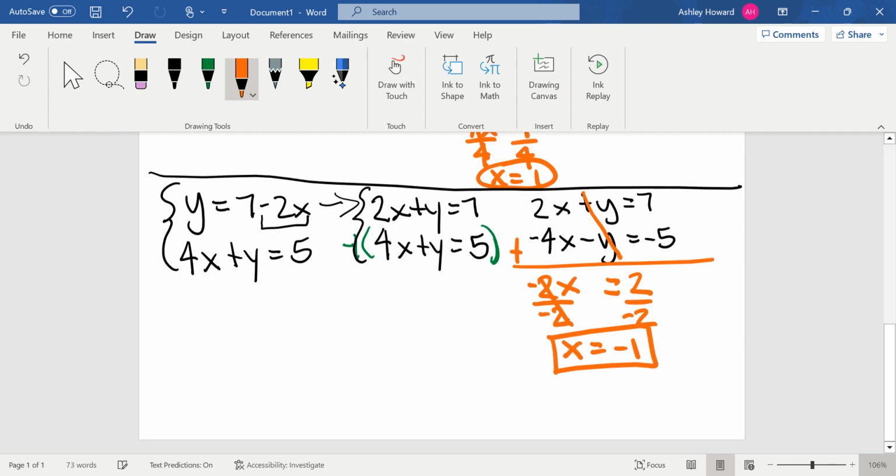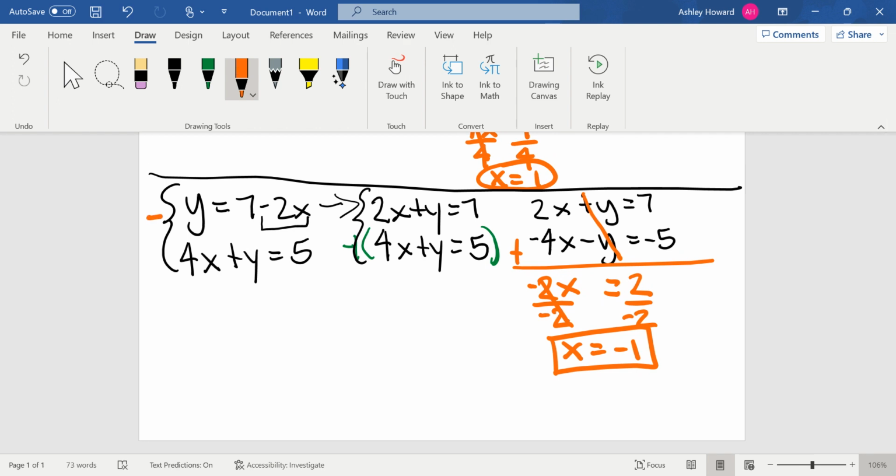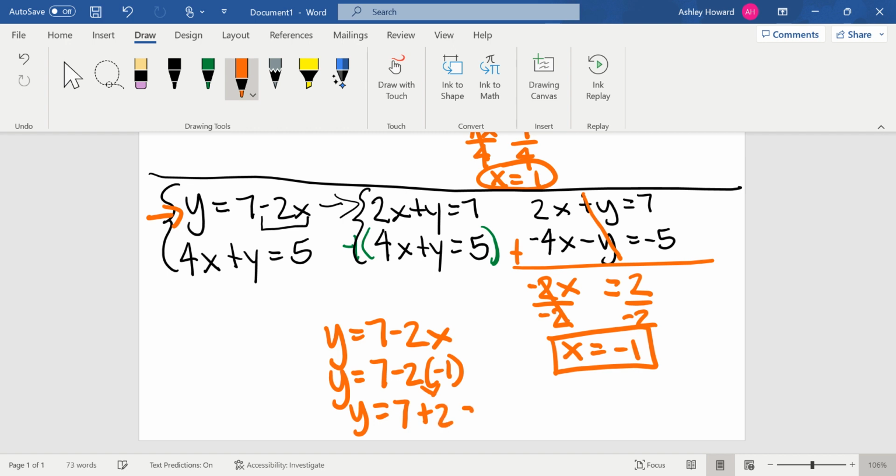And since we have our x value, we're just going to plug -1 into one of those equations. I'm just going to go to this original equation over here and say y equals 7 minus 2x. And now we know the value of x. So 7 minus 2 times -1, our value of x. 7, and then -2 times -1 gives me +2. So our y value should be 9. So as our ordered pair, we've got -1 for our x and 9 for our y.